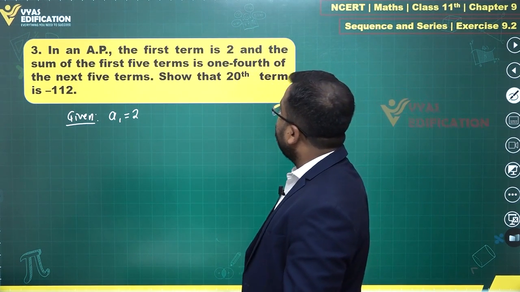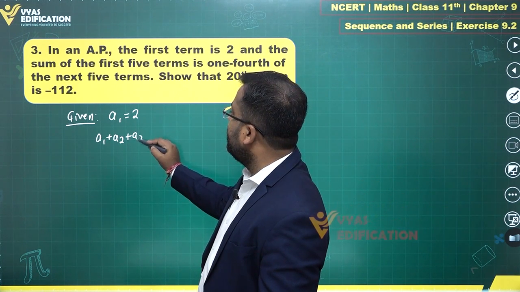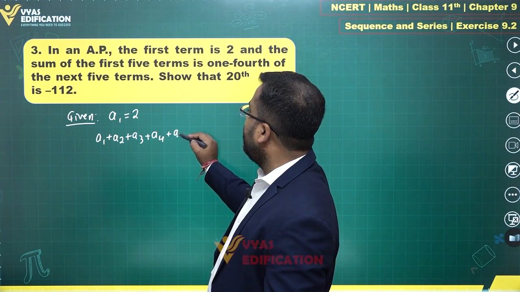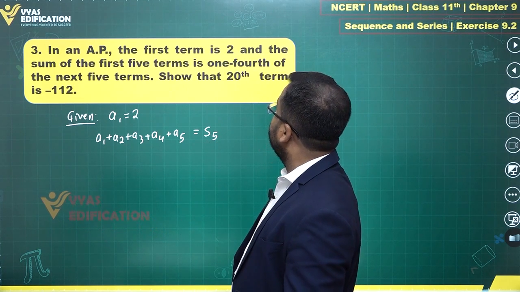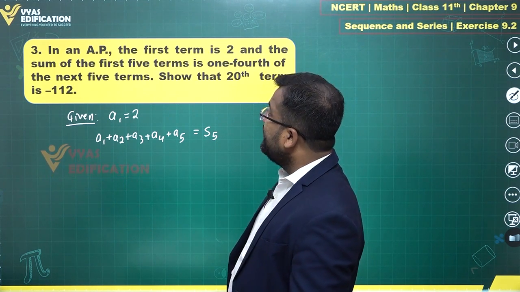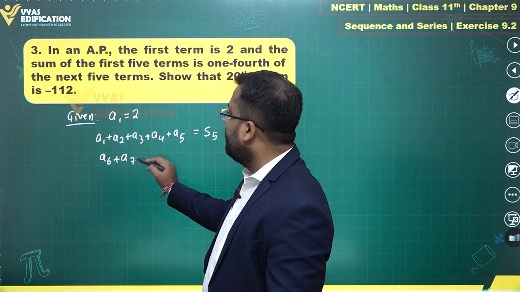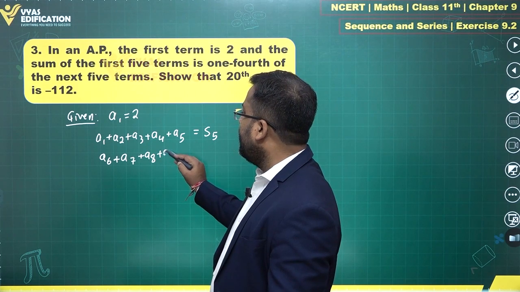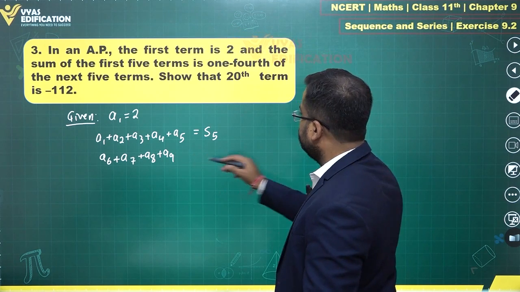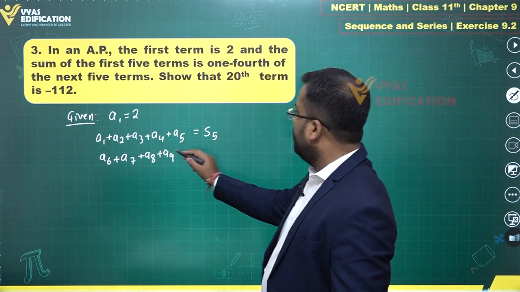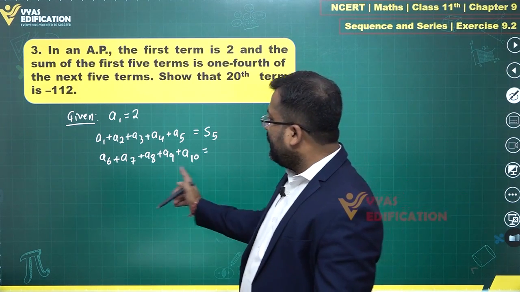And the sum of first 5 terms, A1 plus A2 plus A3 plus A4 plus A5. This is the sum of first 5 terms, and can I denote it with S5? Yes. Is 1/4 of the next 5 terms. Next 5 terms will be A6, A7, A8, A9, then you have plus A10.